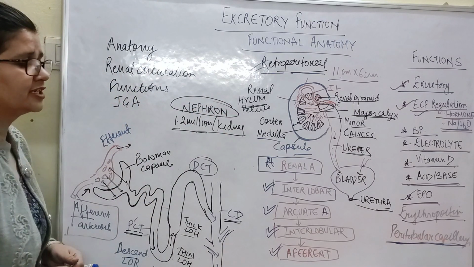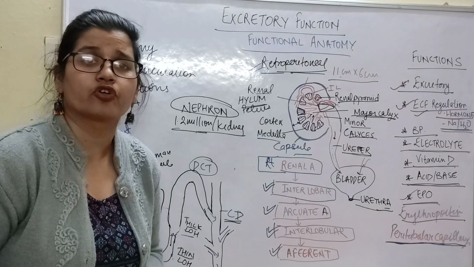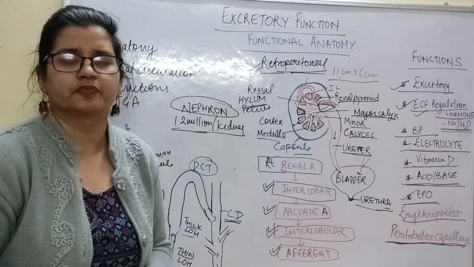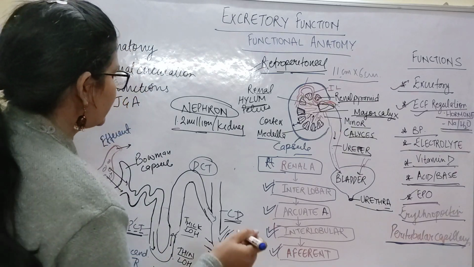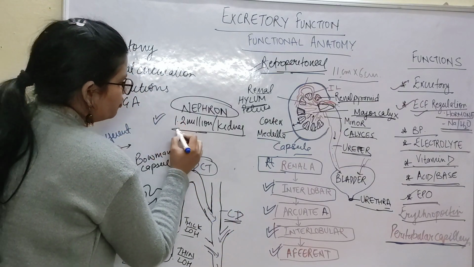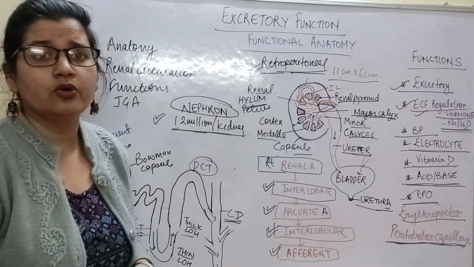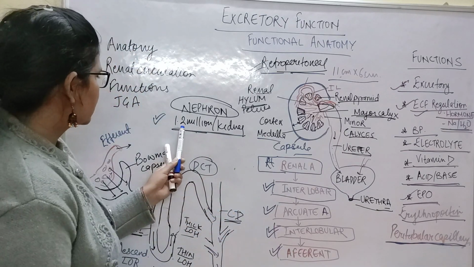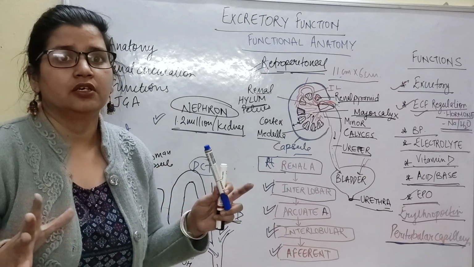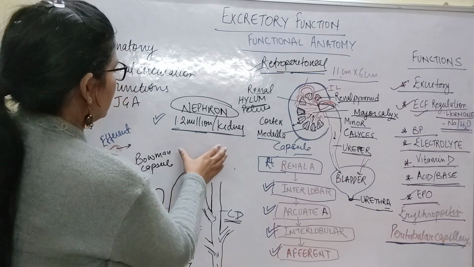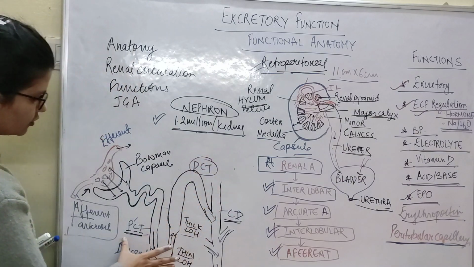Nephron. So what is the functional unit of kidney? It's the nephron. There are numerous nephrons present in one kidney. What is that number? It's 1.2 million per kidney. This is the number present in one kidney. So you can imagine it's around 2.4 million in both the kidneys. Okay, so this nephron, let's see the structure of nephron.